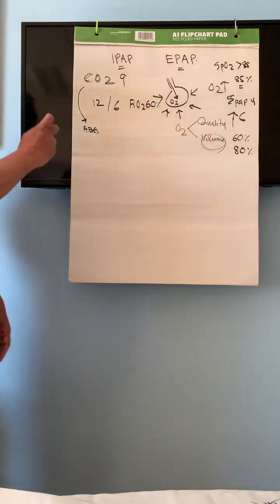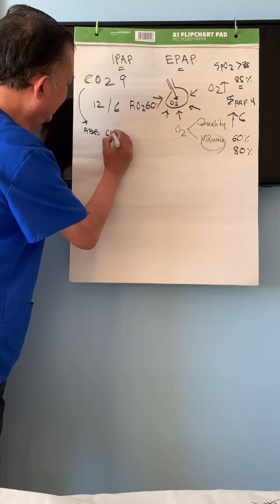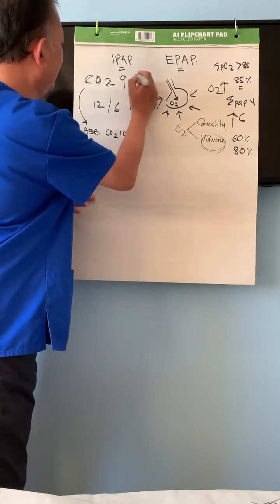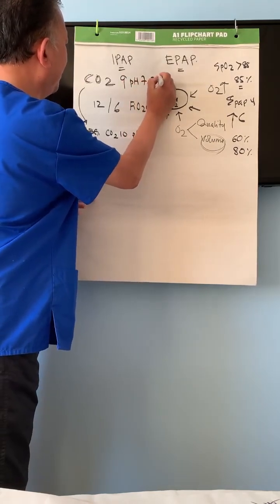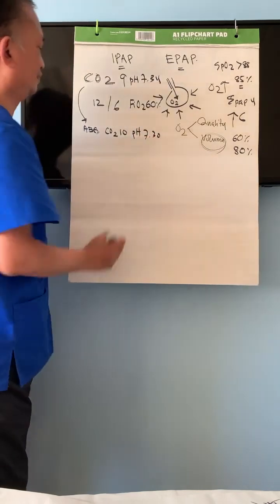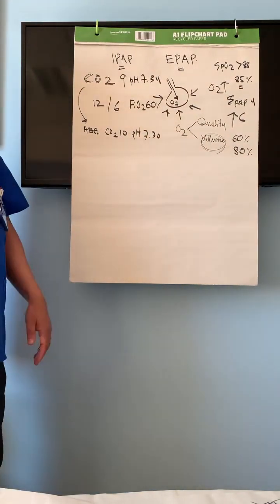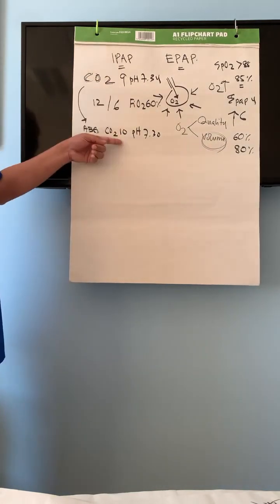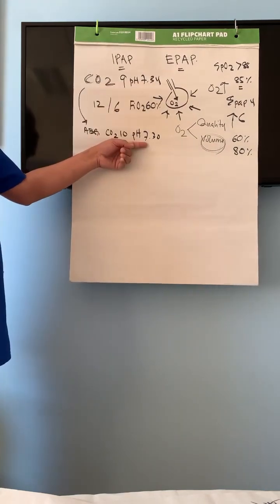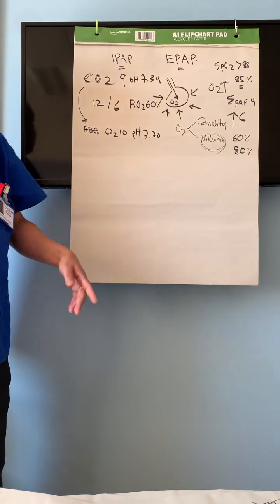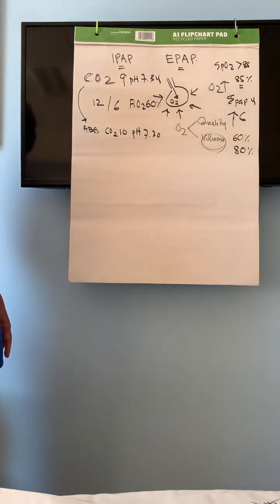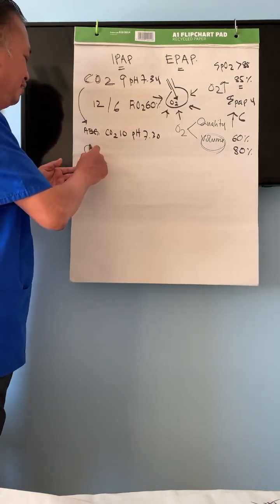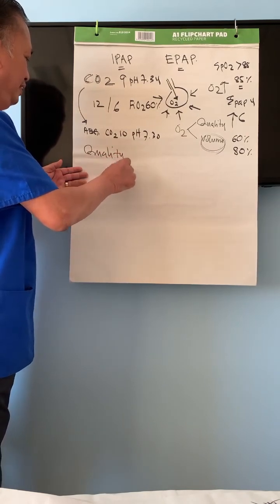One hour later, your carbon dioxide is getting worse, 10. The initial pH was 7.34, and now the pH is 7.30. Your patient is getting worse after you start the BiPAP, right? Carbon dioxide is getting higher, the pH has dropped further, and the acidosis is getting worse. So in that case, what are we going to do? Always think about the quality and pressure.